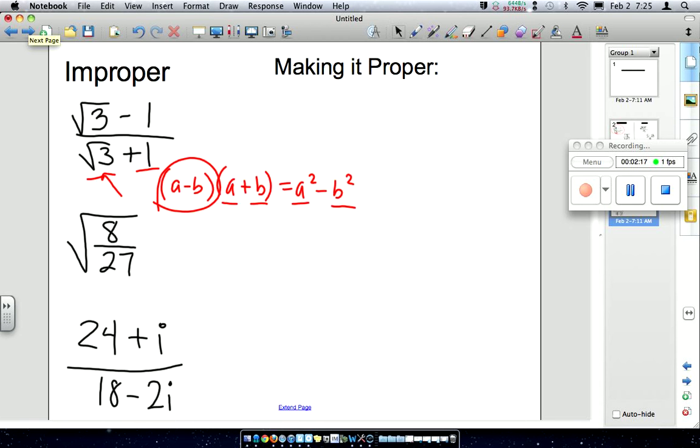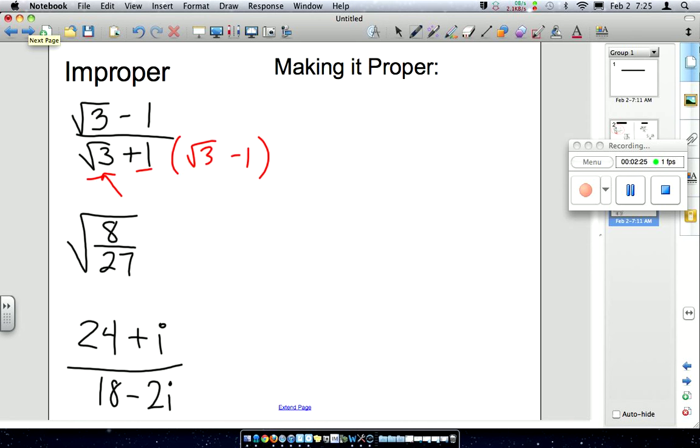So the trick is to multiply by the conjugate. You've seen that word recently in your vocab. So I'm going to multiply top and bottom by square root of 3 minus 1. This has nothing to do with the top. I know the top has the same exact factor, square root of 3 minus 1, but it is nothing to do with the top. It's everything to do with what makes the bottom disappear.